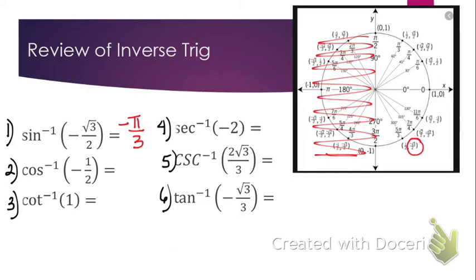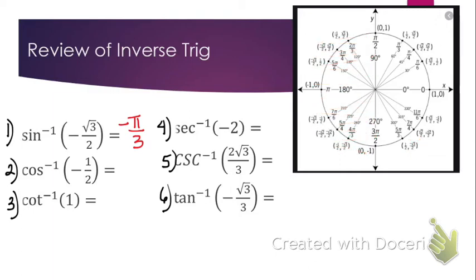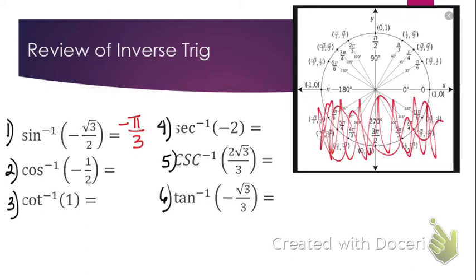Let's look at number 2. For number 2, cosine is only looking at quadrants 1 and 2. So this part, 3 and 4, I'm taking off. So where is cosine negative 1/2? What angle has a cosine value of negative 1/2? 2 pi over 3.